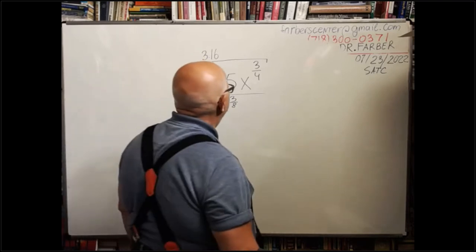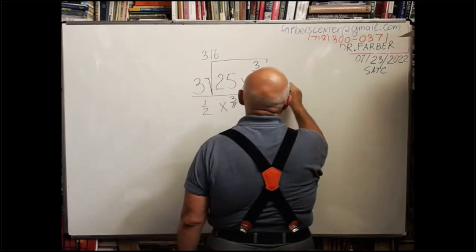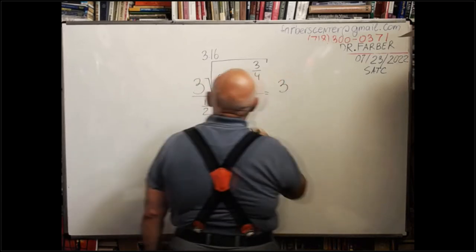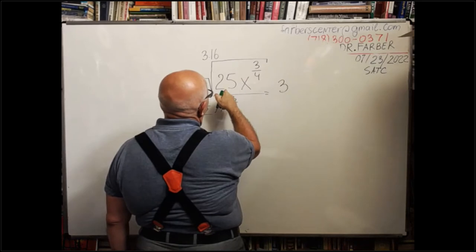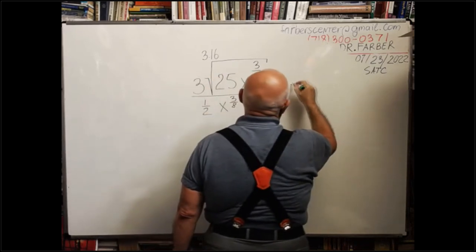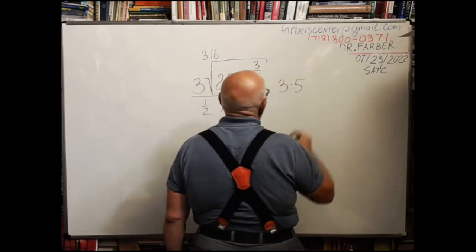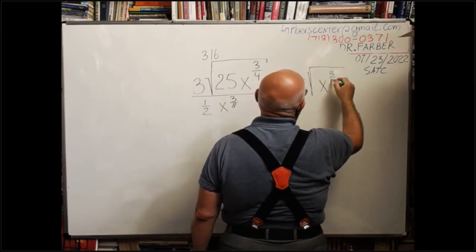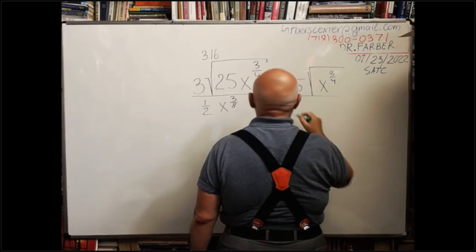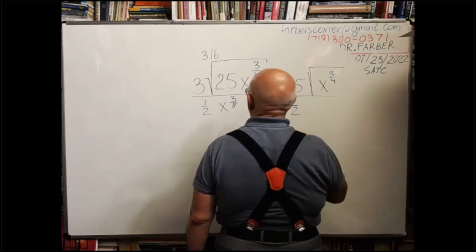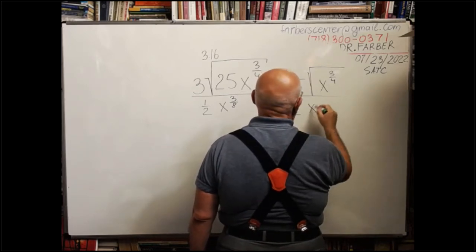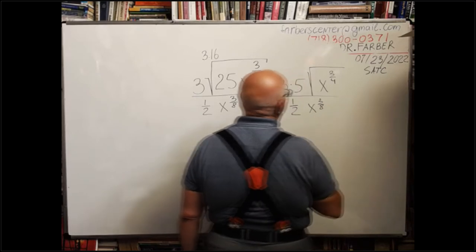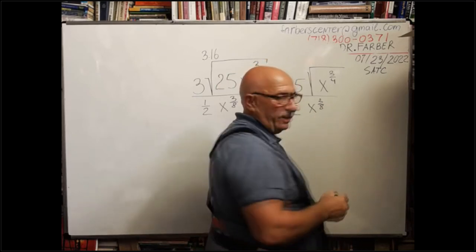Well, equals 3 times the square root of 25, which is 5, times the square root of x to the power 3 over 4, divided by 1 over 2, x to the power 3 over 8. But you know the formula. I take a different color.